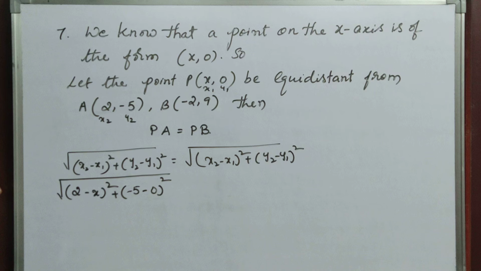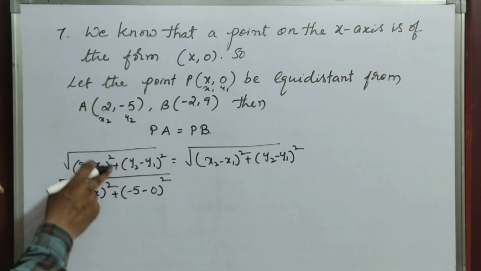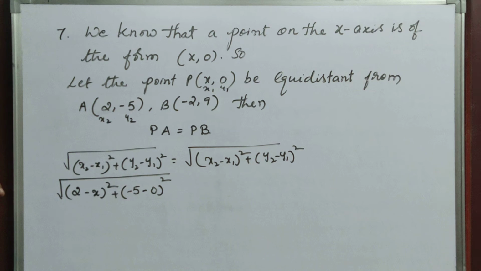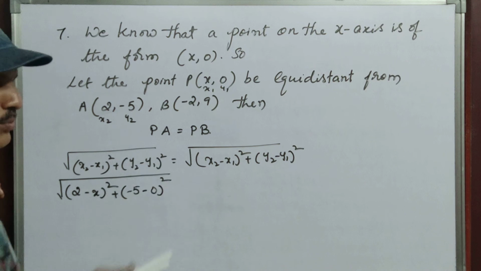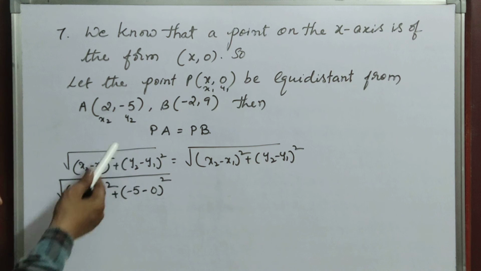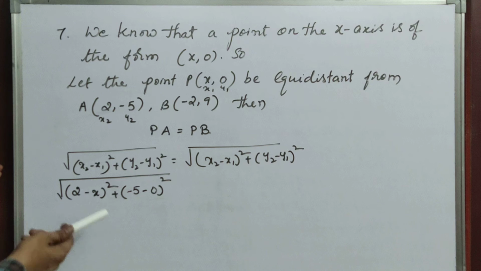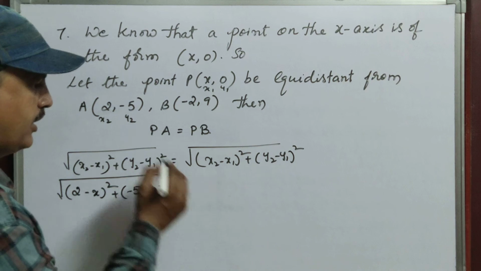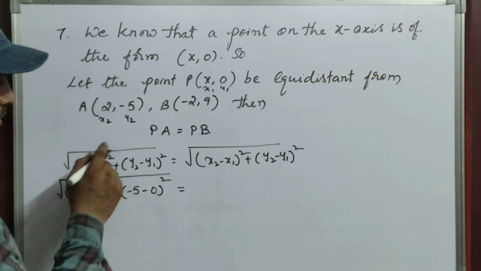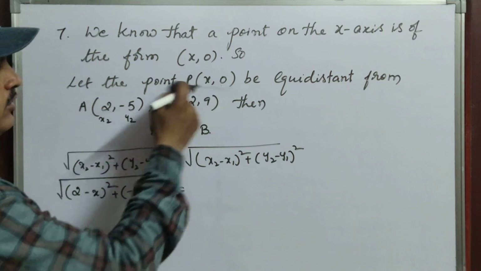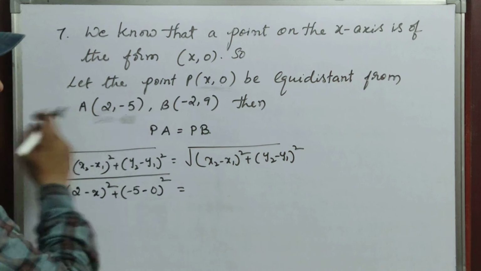Okay? If I write square, the square and square root get cancelled. PA square equals PB square, the square and square root get cancelled. And this one also, no problem. Here x2 again, this one again, these two are over, no? Write with pencil always. Okay?